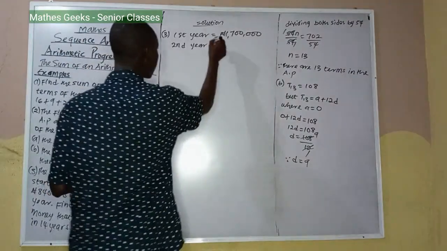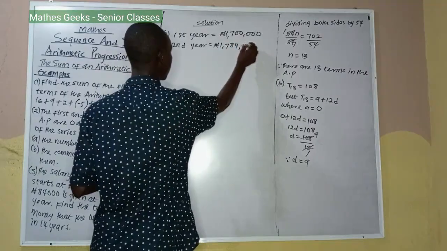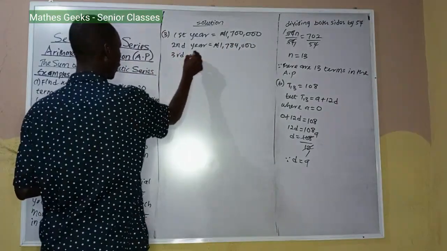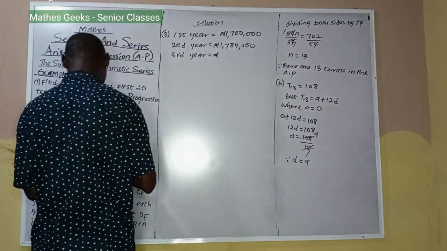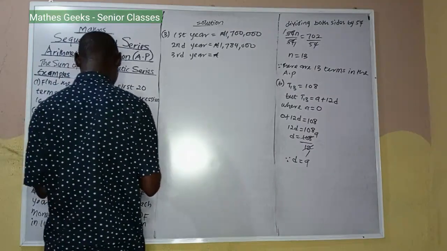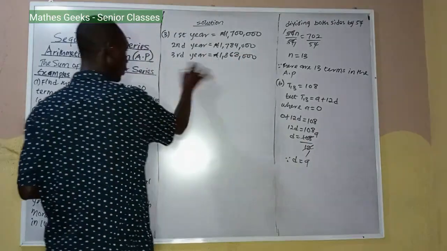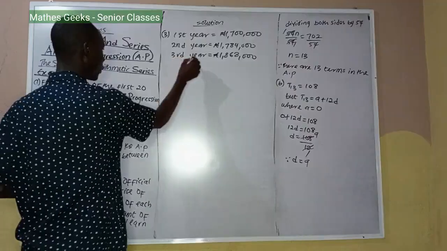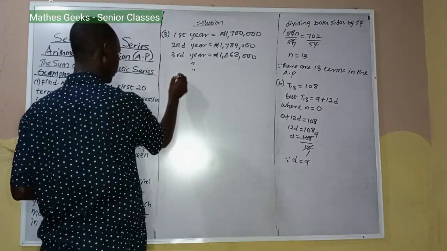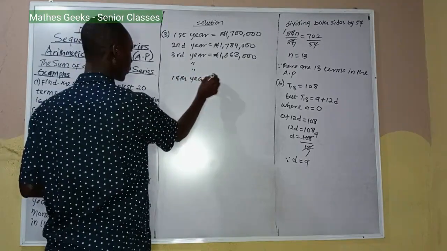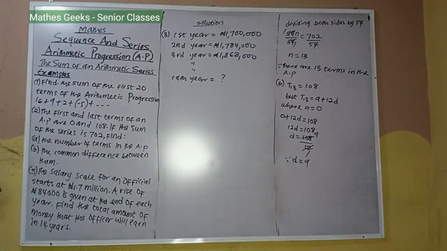That gives 1,784,000. Third year, add 84,000 to it, 1,868,000. So it continues on and on up to the 14th year. So the question is, how much will he earn in 14 years?